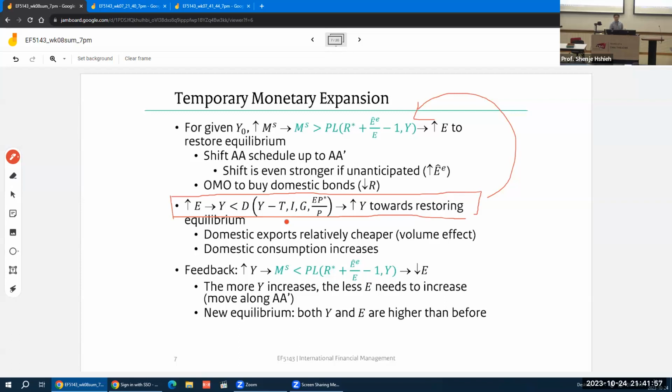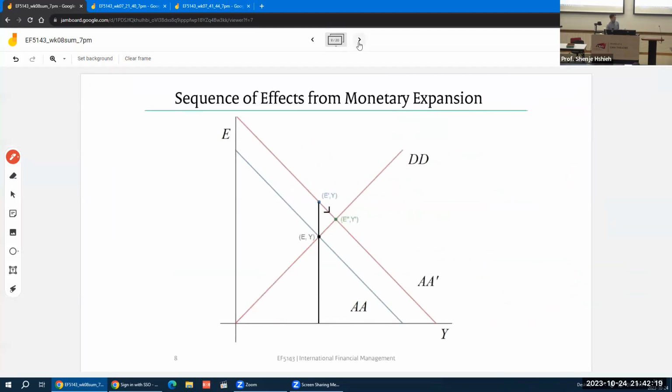In which all markets clear, then we've arrived at a combination of E and Y that is on both the AA schedule and the DD schedule. Okay, so these two things are the feedback. So what does that look like graphically? It looks like this.